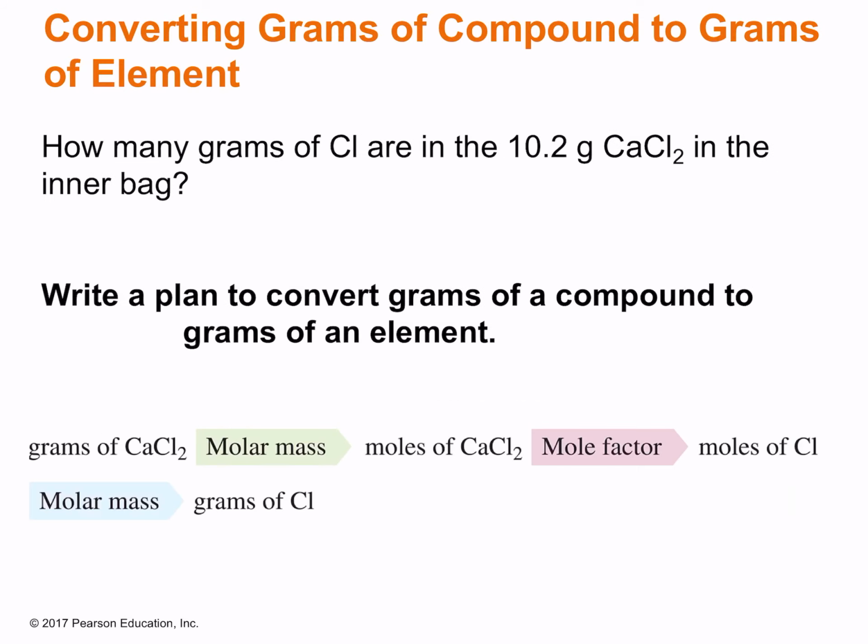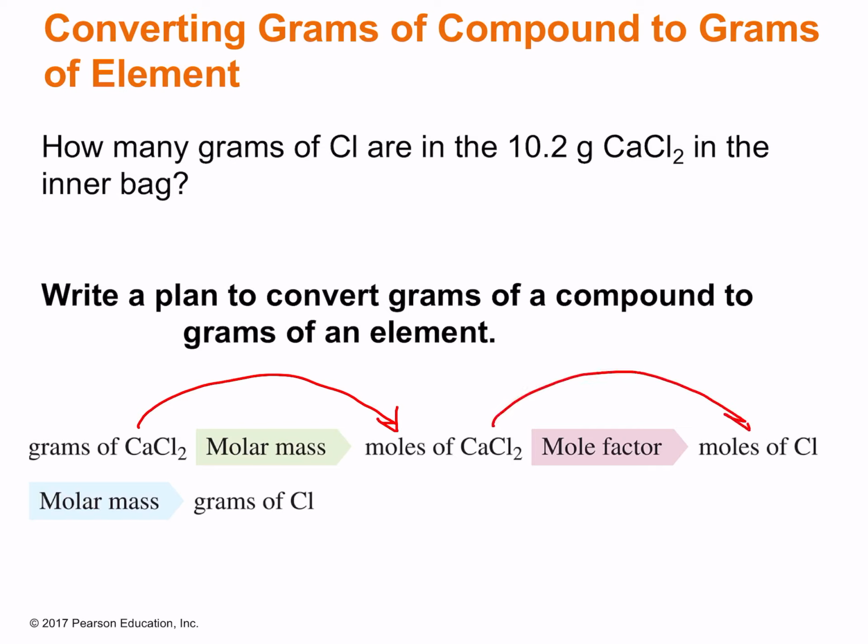So here's kind of our scheme of how we are going to get through this. We're going to go from grams of calcium chloride to moles of calcium chloride, and we're going to use the molar mass to get there. So that's what we were talking about in the last lecture, that we can get from grams to moles of something using the molar mass. And then once we get moles of calcium chloride, we can use this mole factor to get from moles of calcium chloride to moles of just chlorine.